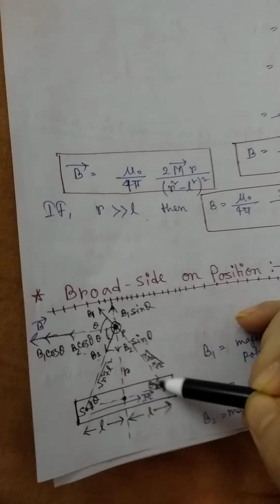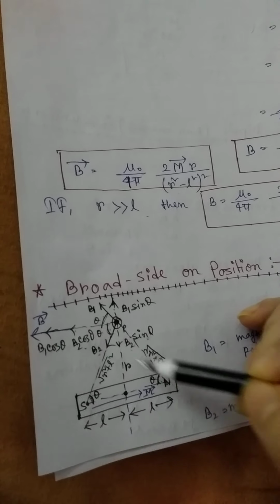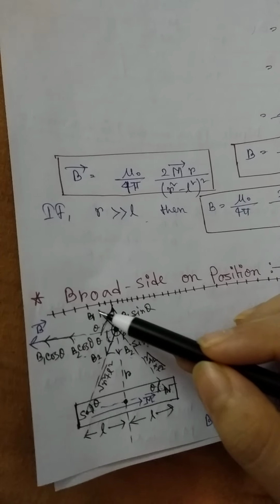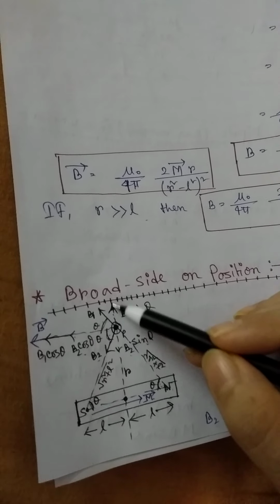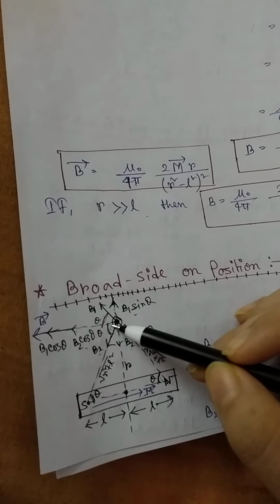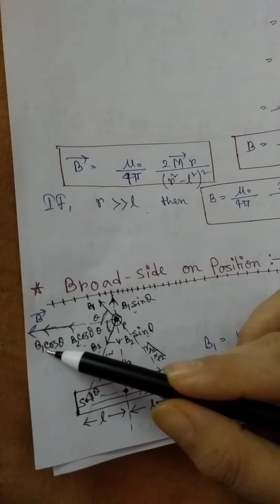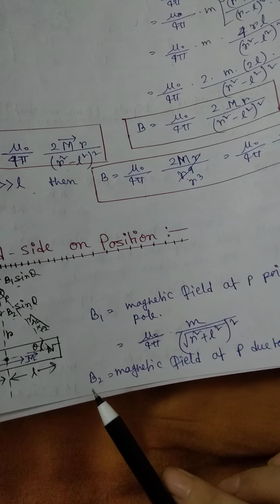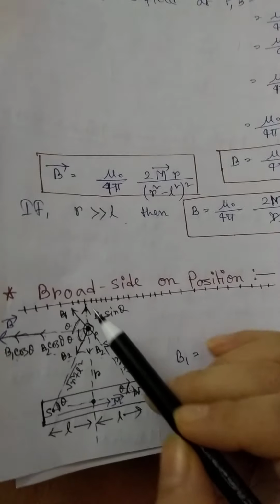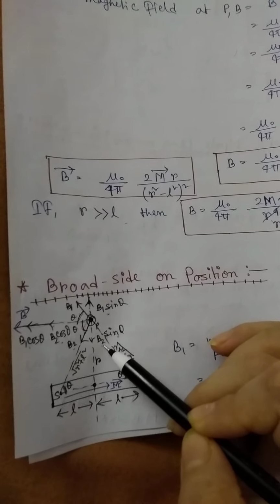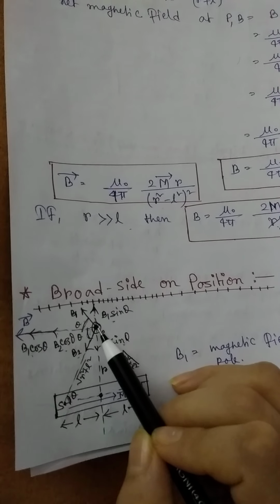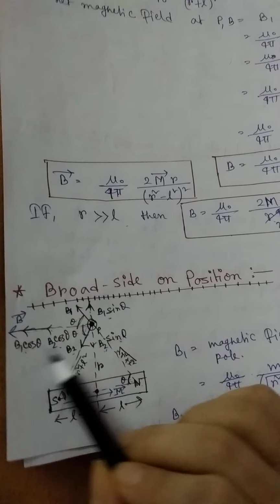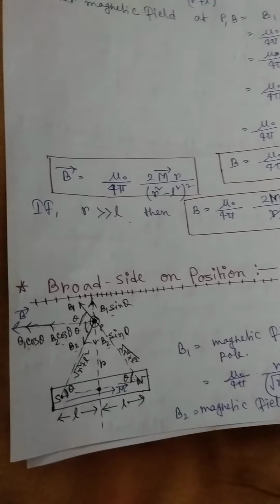If this angle is theta, then this one is also theta. These two angles are corresponding angles. That means we will get one component along this side, which is B1 sin theta, and another component along this side, which is B1 cos theta. Just look here, the magnitude of B1 equals the magnitude of B2. That means B1 sin theta is cancelled by B2 sin theta. So the net magnetic field at point P due to this bar magnet is the addition of these two components.